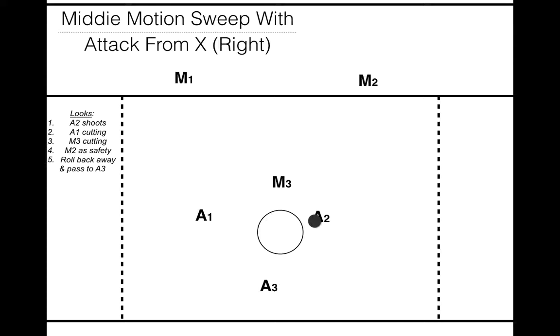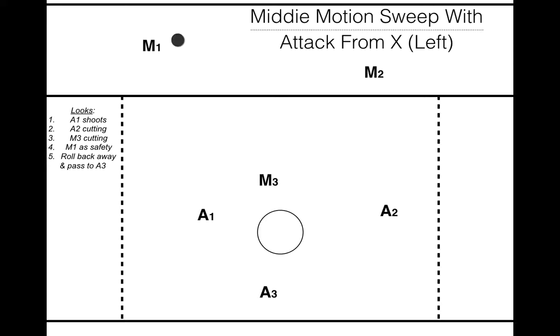Let's take a look at that from a left-handed sweep. It's our midfield motion sweep with an attack from X. In this case, M1 has the ball. Remember, he's not going to dodge in the center because he's just setting up the play for our attack dodges. So he's going to dodge, a sweep dodge. He's going to dodge more to the outside, and then he's going to bounce across. He's going to do an arc across the top.